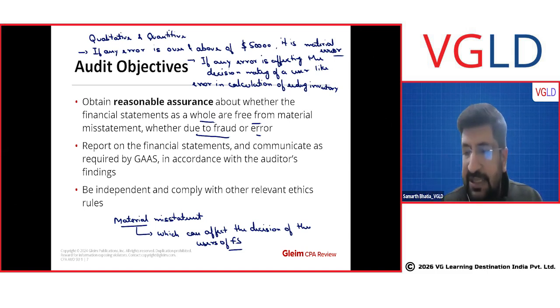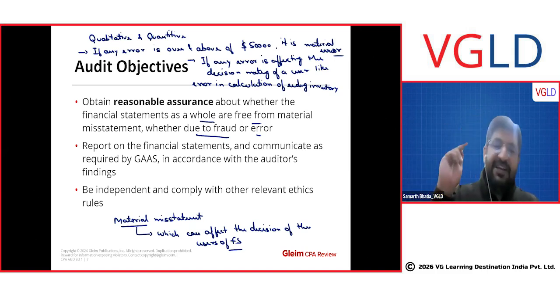So we have to obtain reasonable assurance whether the financial statements as a whole are free from material misstatement, whether due to fraud or due to error. These misstatements can be because of fraud or because of error. How can we say something is a fraud? If it is intentional, it is a fraud. If it is unintentional, it is an error.